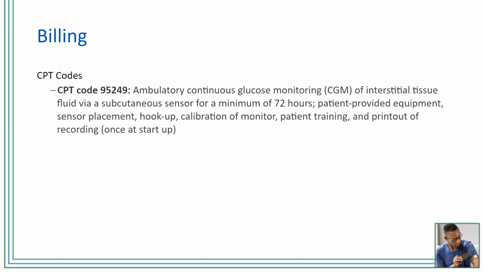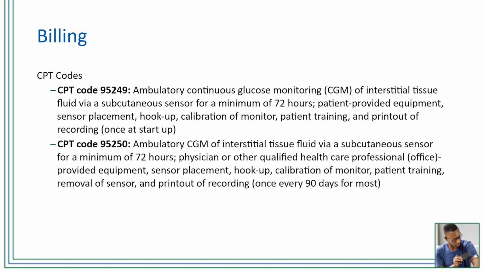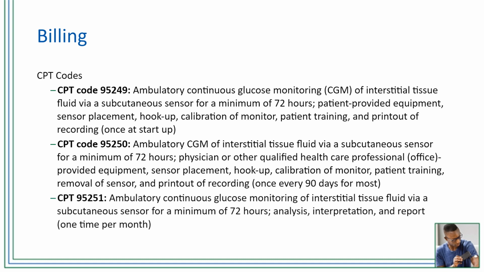Billing, you can absolutely bill for this. You can bill for a glucose start, which is that top CPT code, if you're starting a personal CGM. You can bill if you're starting a professional CGM, that's that second CPT code there. That is billed once every 90 days for most insurances. And then you can also bill for the monitoring of it and the interpretation. That is billable one time per month for most insurances.